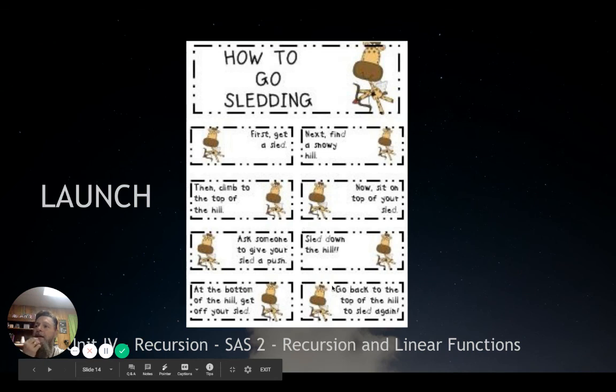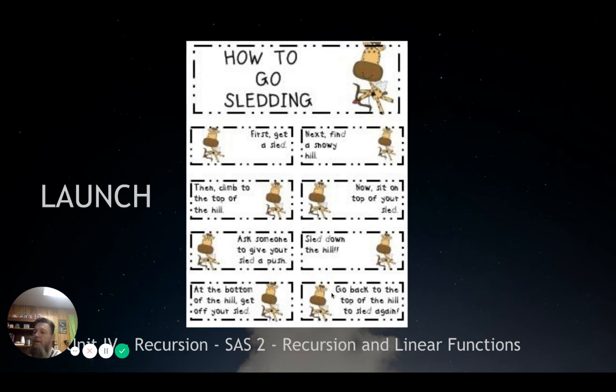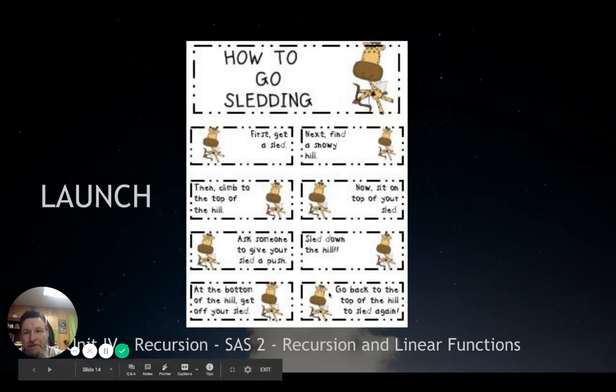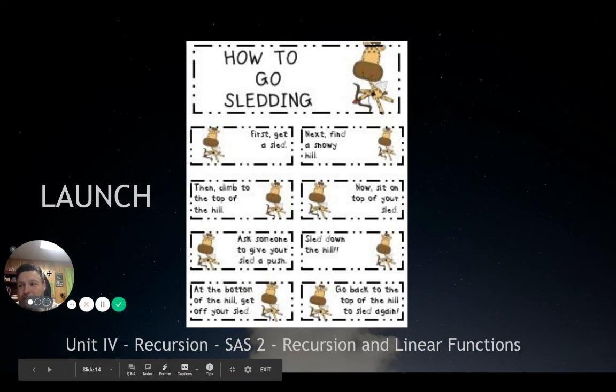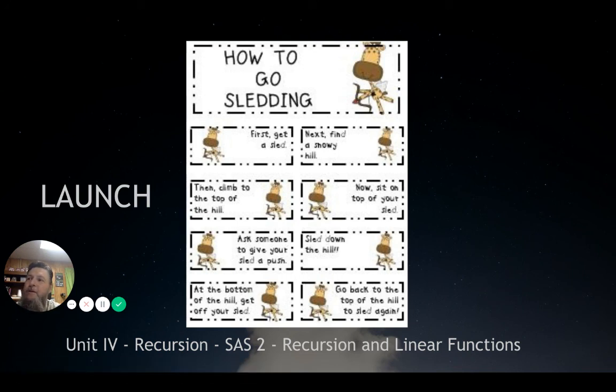All right. Now, recursion exists in a lot of places, and you may not have noticed this. Probably not many of you have gone sledding. I think when I did the slideshow, it actually snowed in 2017. But anyway, this is how you go sledding. First, you got to get a sled. Then you find a snowy hill, climb to the top of the hill, sit on your sled, ask someone to give your sled a push, and sled down the hill. At the bottom of the hill, you got to get off the sled and go to the top of the hill to sled again and start the process over.